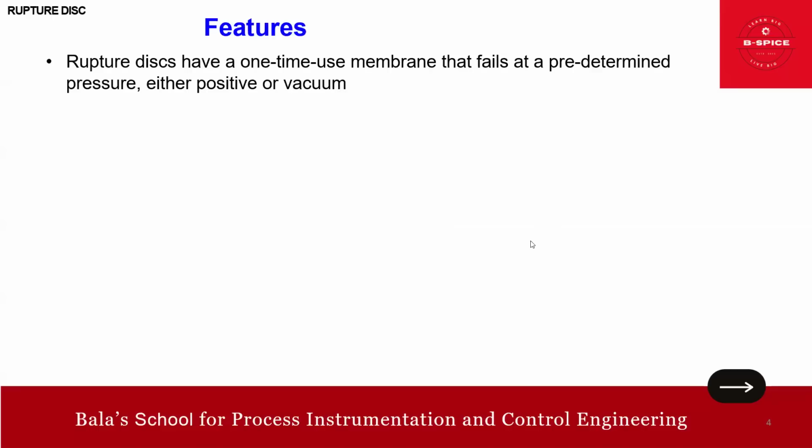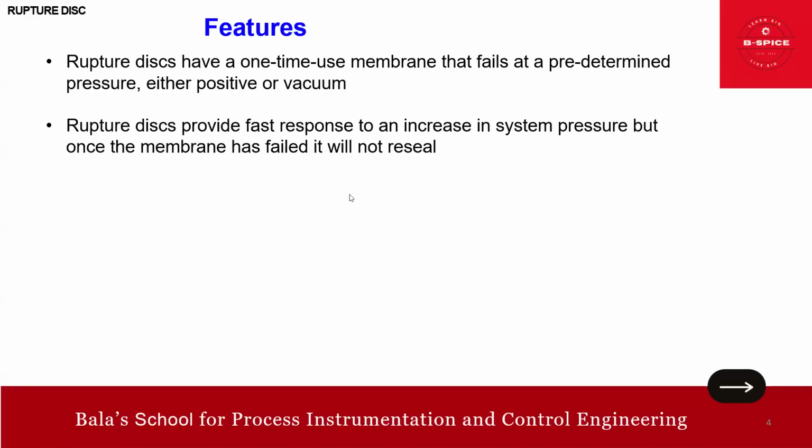Now, features. A rupture disk has a one-time use membrane, meaning use and throw, that fails at a predetermined pressure, either positive or vacuum. A rupture disk provides fast response to an increase in system pressure, but once the membrane fails, it will not reseal. Once broken means broken, it will not reseal.